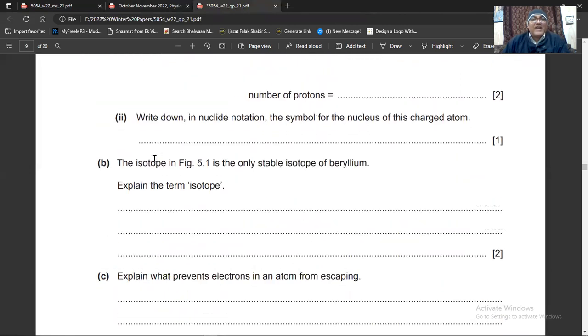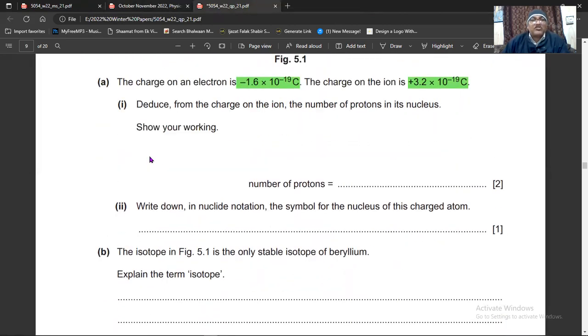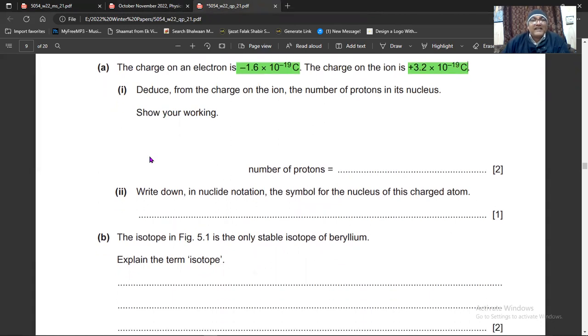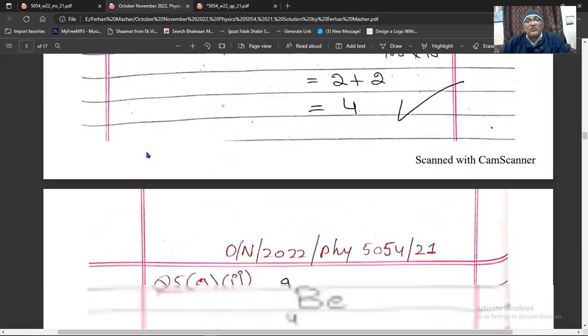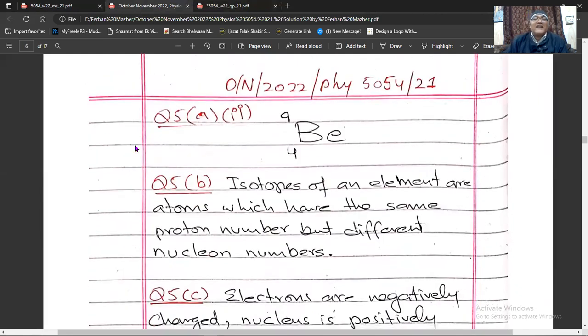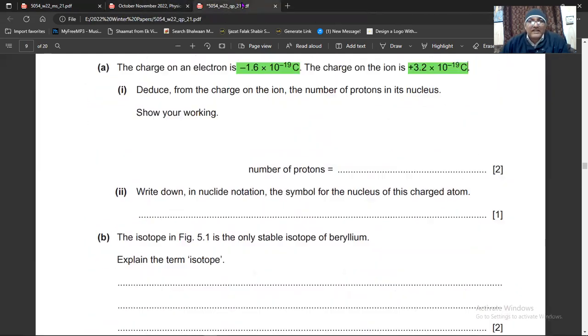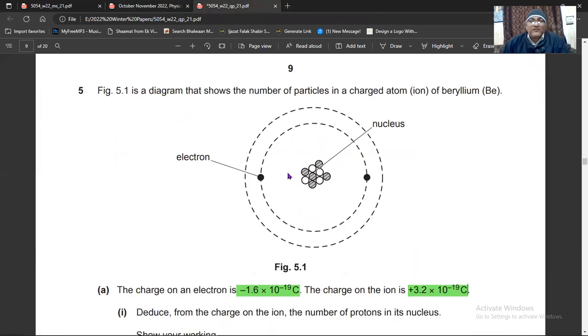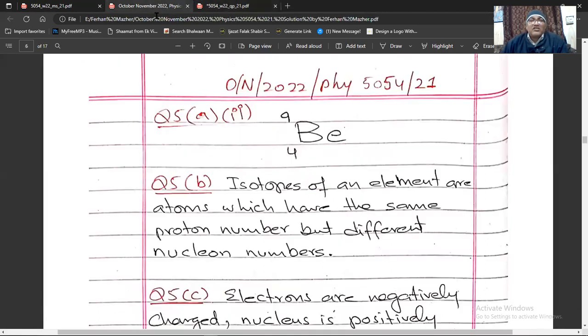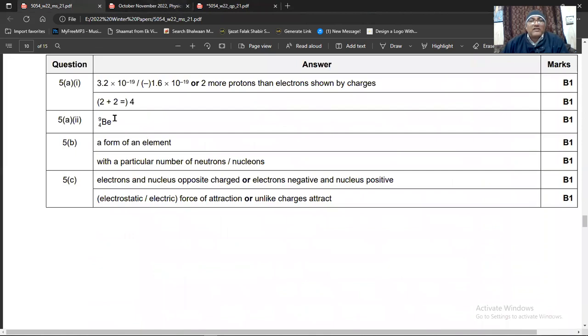Then, he says, question number 5, A, and its second part: write down the nuclide notation, the symbol for the nucleus of this charged atom. It will have 4 protons and 5 neutrons. I have just counted them. The nucleon number means how many particles are in the nucleus: 1, 2, 3, 4, 5, 6, 7, 8, 9. So the nucleon number is 9 and the proton number is 4. So our answer is right.